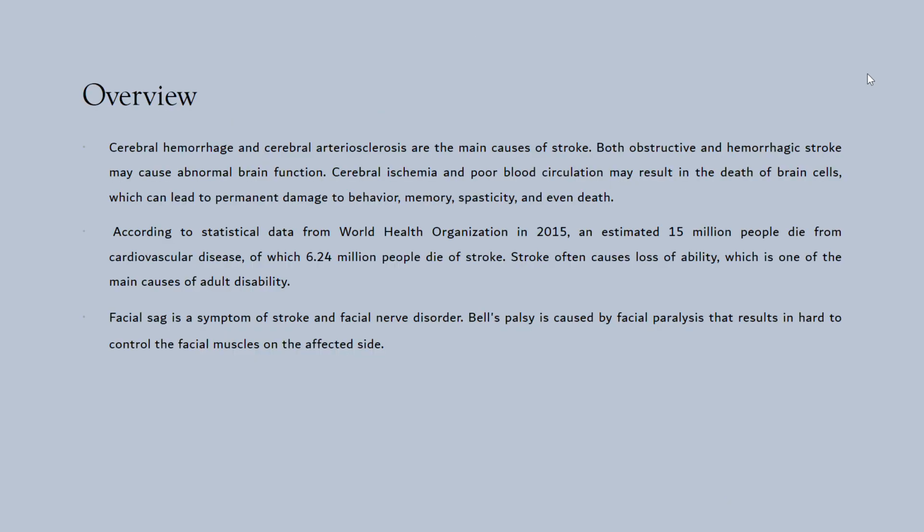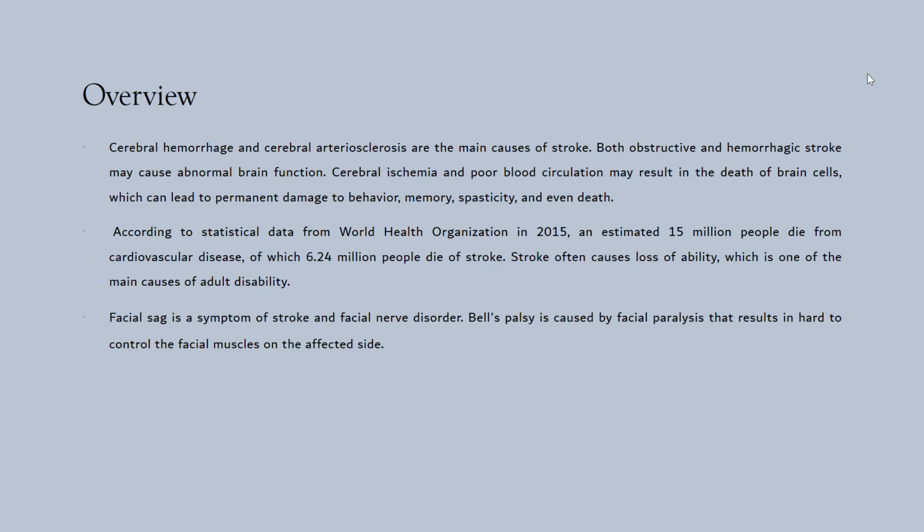So let us go over an overview of the particular session, why this paper was needed. Cerebral hemorrhage and CA are the main causes of stroke. Both obstructive and hemorrhagic strokes may cause abnormal brain functions, and cerebral eczema and poor blood circulation may result in the death of brain cells, which can lead to permanent damage in the brain, like behavior, memory, spasticity, and sometimes death. According to statistical data from WHO in 2015, an estimated 15 million people die from cardiovascular diseases, out of which 66.24 million people die of stroke. Stroke often causes loss of ability, which is one of the main causes of adult disability.